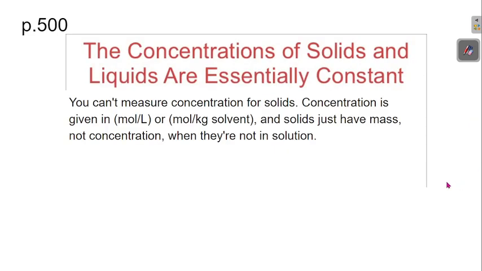So why are we not taking into account the concentrations of solids and liquids? Well, the concentrations of solids and liquids are essentially constant. You cannot measure concentrations of solids. Concentration is given in moles per liter or moles per kilogram of solvent, and solids must just have mass, not concentration, when they are not in a solution. He goes over these with you. This is like a summary of what he tells you, and you need to know why solids and liquids are not taken into account. Liquids are the same as solids, okay? But he doesn't give you a lot of detail because this is the first year of chemistry. Just know that this is why: mass instead of concentration for the solids and liquids.